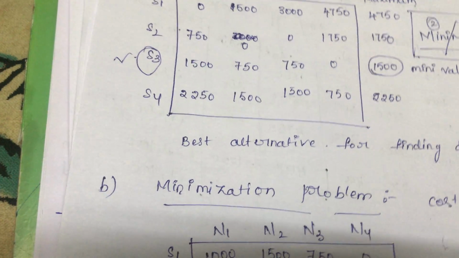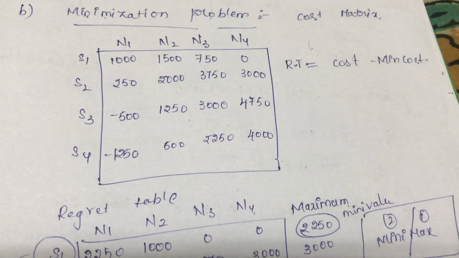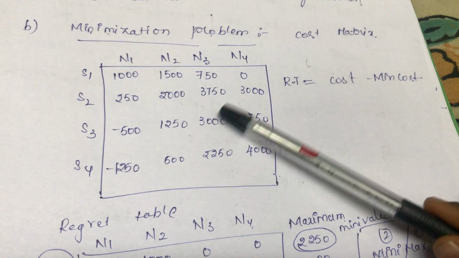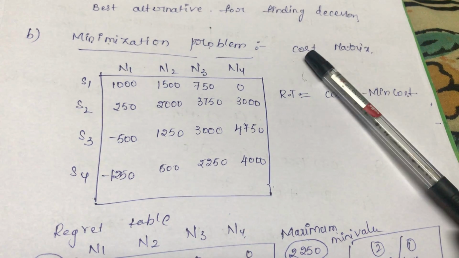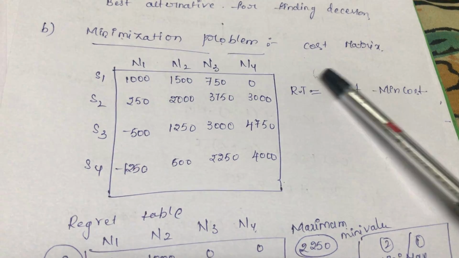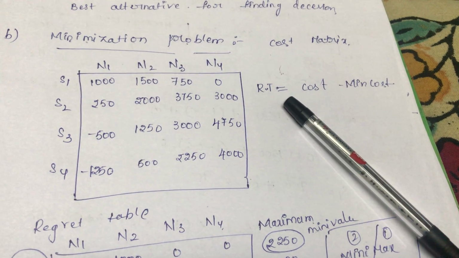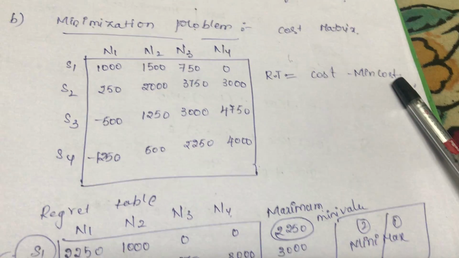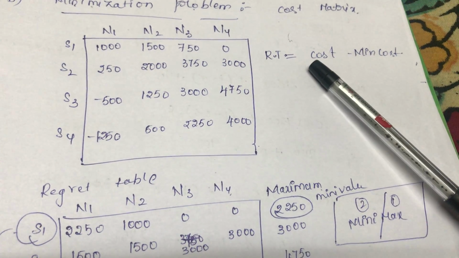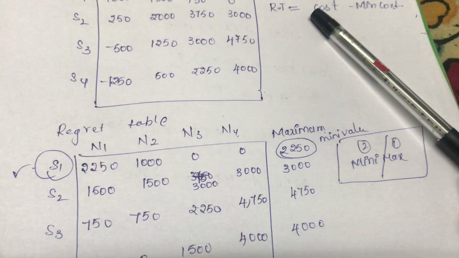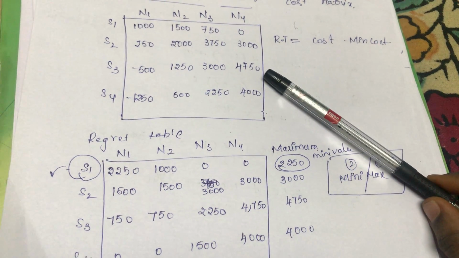And the next one, for this the same matrix I took. If we are doing minimization, then we say it is a cost matrix. To find the regret table, the formula is RT equals cost minus minimum cost. So cost minus minimum cost. What is the minimum cost?